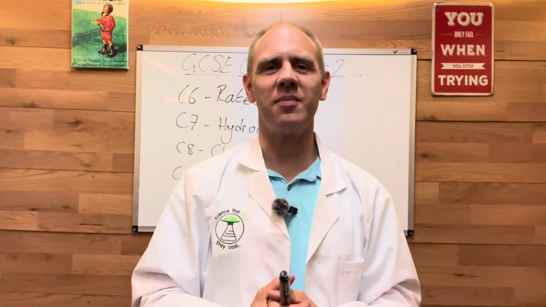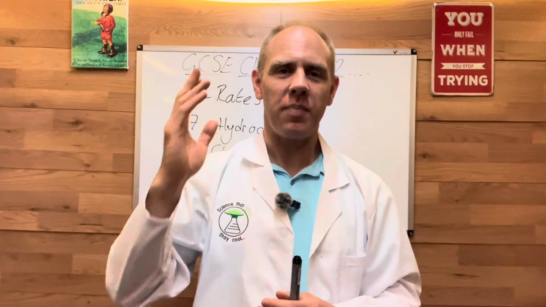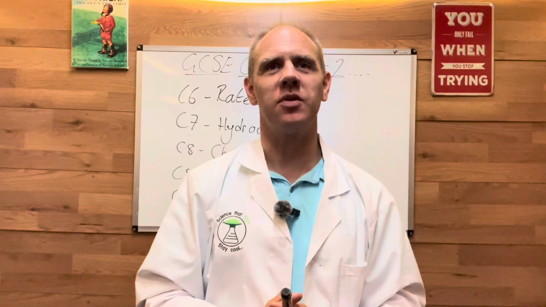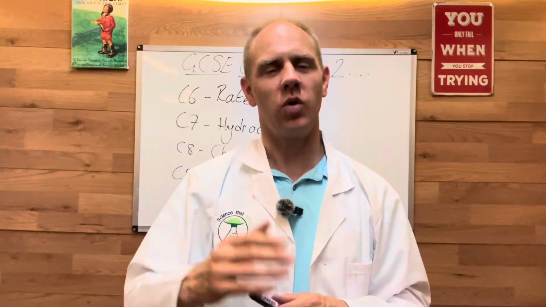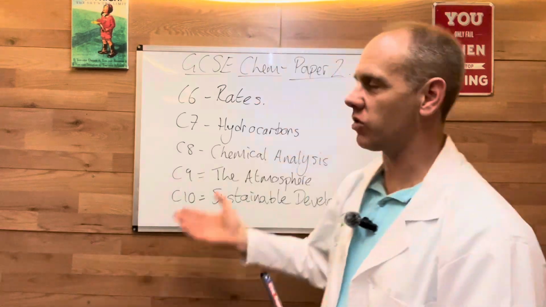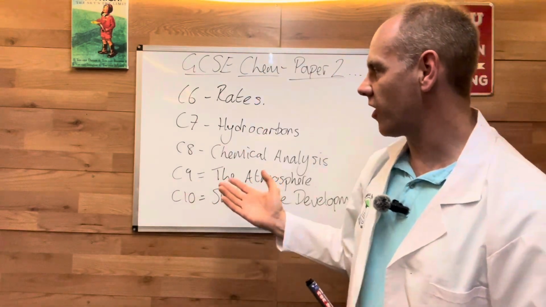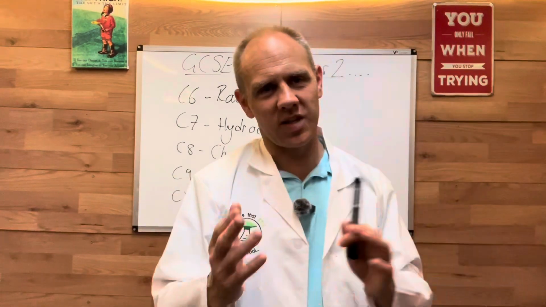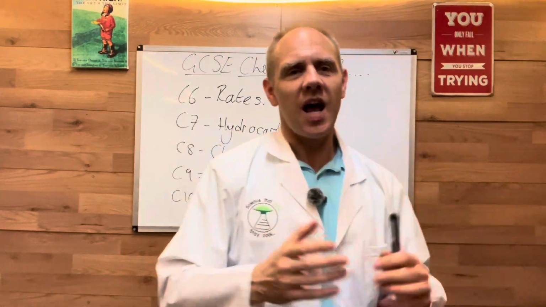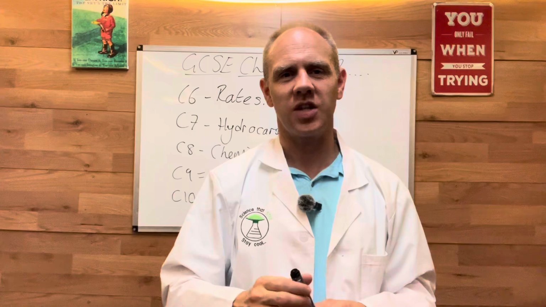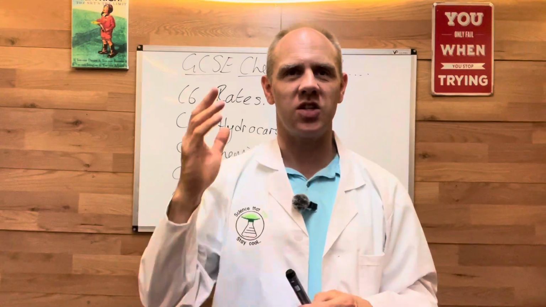Welcome back. Today, I'm going to be talking about Paper 2 for AQA GCSE Chemistry. I'm not going to go into details about higher and lower and what you could potentially be asked. I'm just going to go through the 4 or 5 modules here that you could be asked questions on. Now, Paper 2 starts at C6, which is rates, and rates are chemical reactions, how fast a chemical reaction is or how slow.